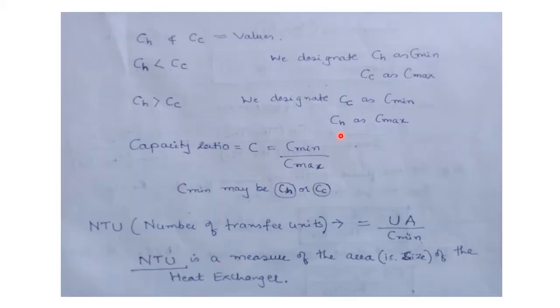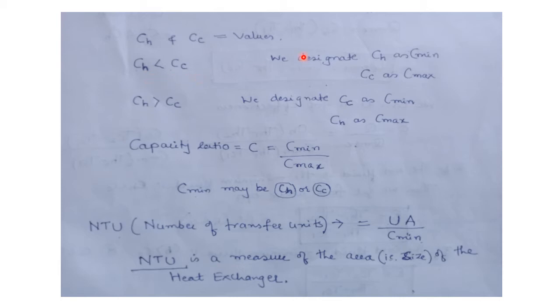Now, after calculating the values of Ch as mH into Cph, and the value of Cc as mc into Cpc, suppose the value of Ch is lesser than the value of Cc. Suppose Ch after calculating is 1000 and Cc is 1200, then definitely this Ch value is lesser than the value of Cc.